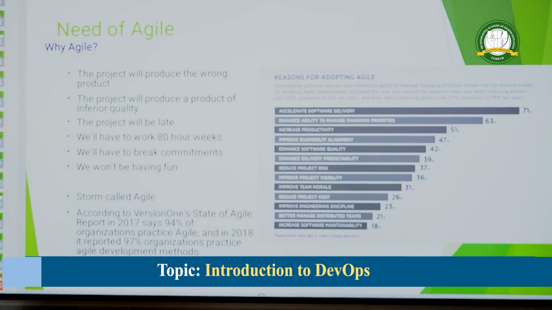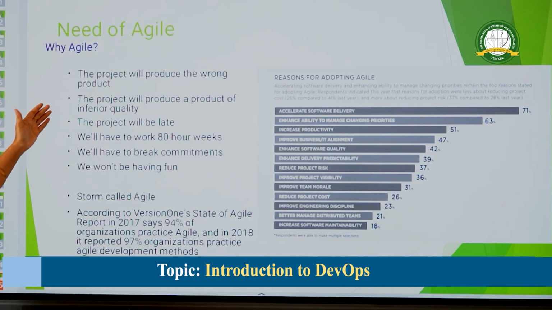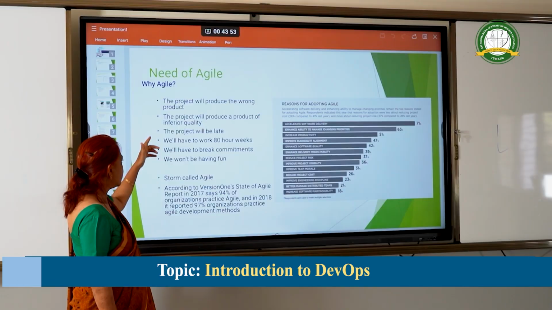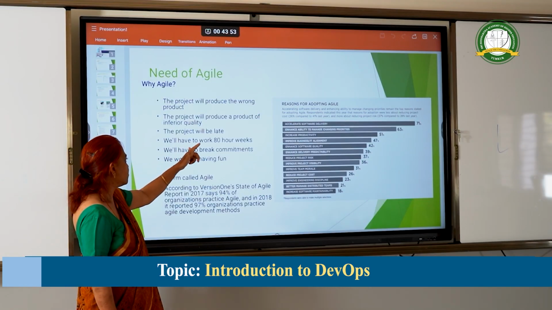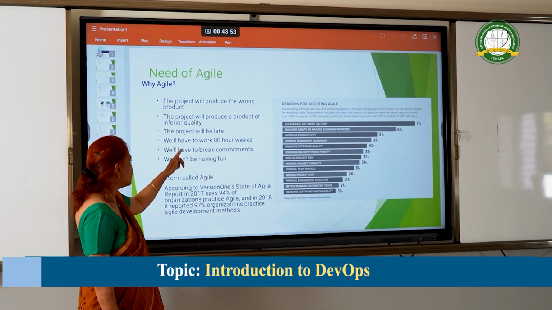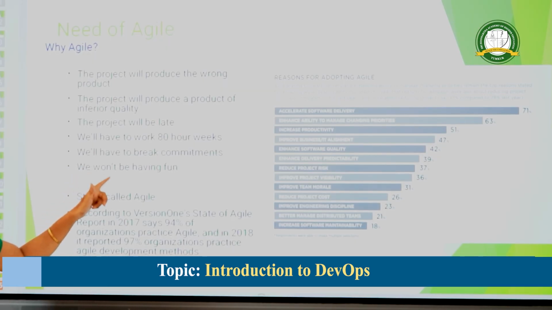Okay, next we will be going for agile, the need for agile. Why do we need to go for agile? The software will produce a wrong product, the project will produce a product of inferior quality, the project will be late, we will have to work 80 hours a week, we have to break commitments, we won't be having fun.